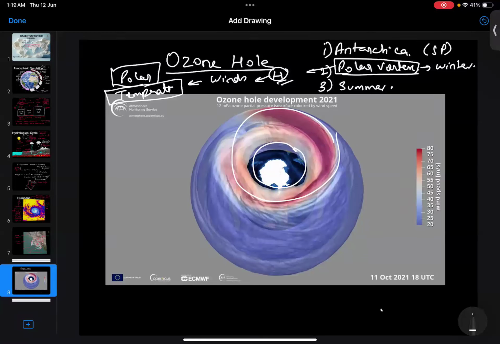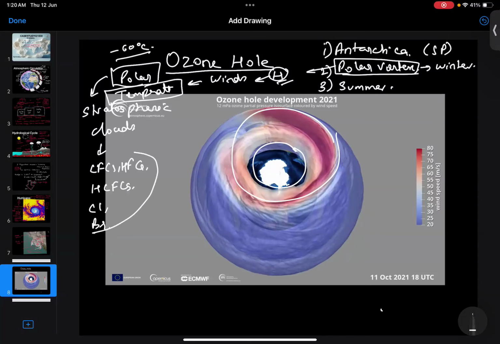The temperature almost goes to minus 60 degrees Celsius during this time period. But what happens at the same time? This results in the formation of stratospheric clouds. Stratospheric clouds actually consist of CFCs, HFCs, HCFCs, along with chlorine, bromine, etc.